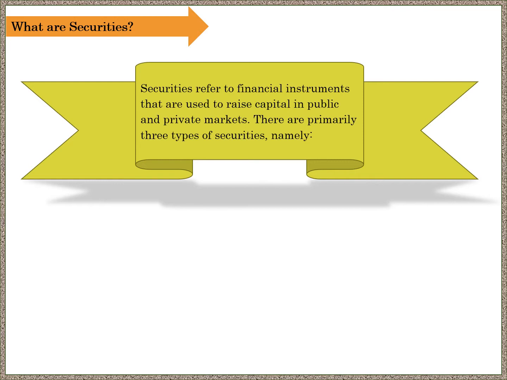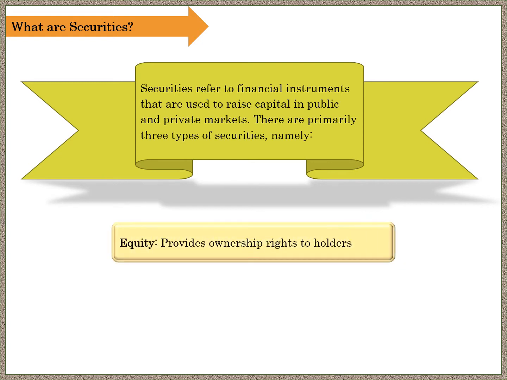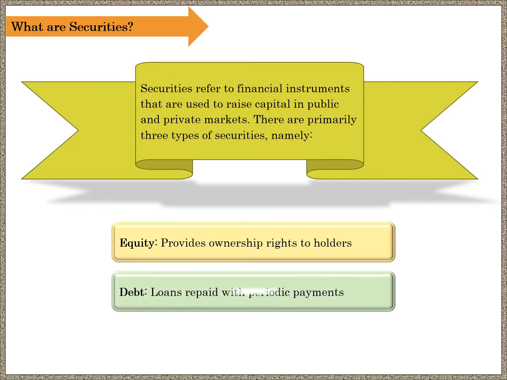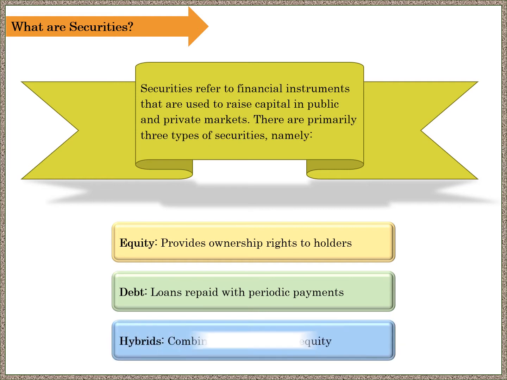There are primarily three types of securities, namely: equity, which provides ownership rights to holders; debt, loans repaid with periodic payments; and hybrids, a combination of debt and equity.